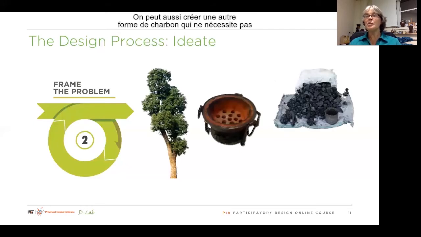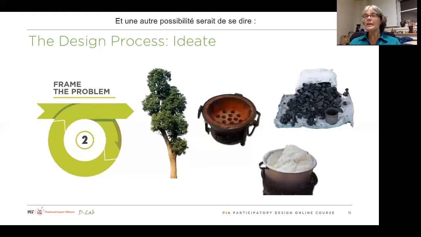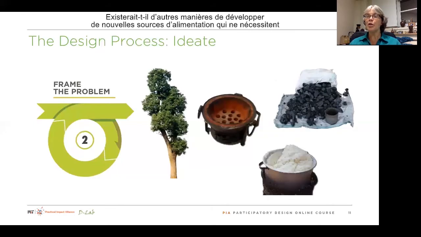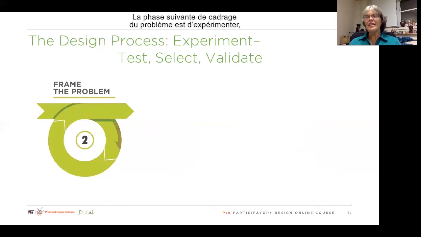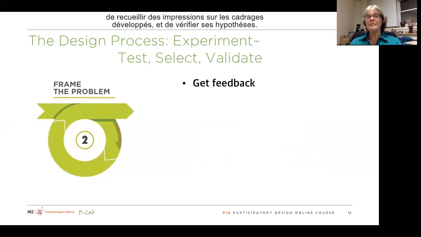Yet another way would be to create another form of charcoal that didn't require you to cut down trees. And another possibility would be to look at whether there could be ways that you could develop new food sources that didn't require as much energy to prepare? The next phase of problem framing is to experiment, to get feedback on the framings that you developed, and to verify your assumptions.